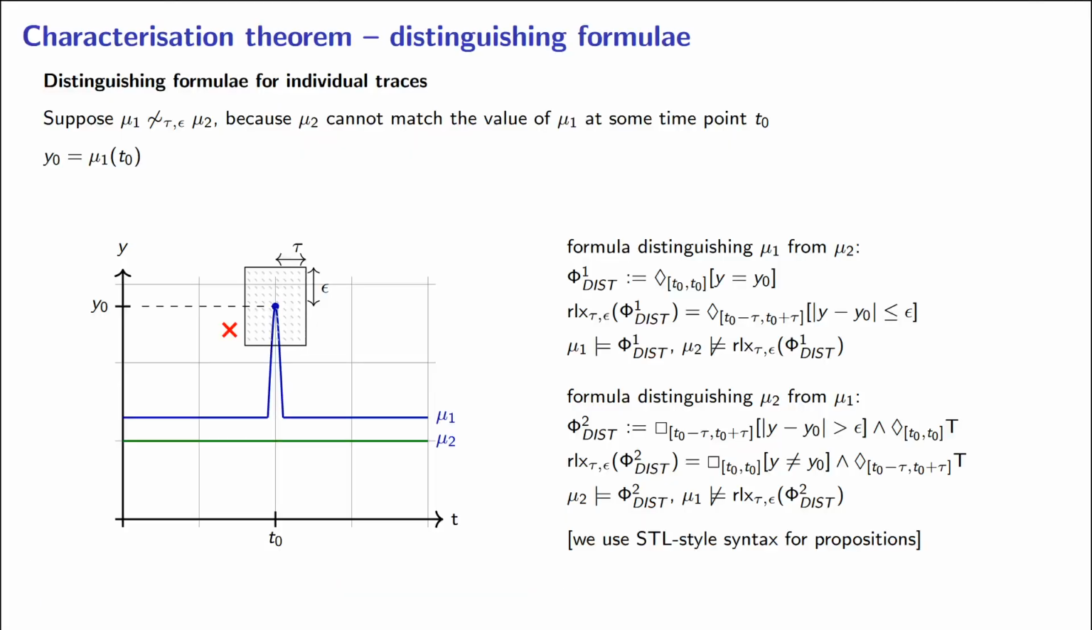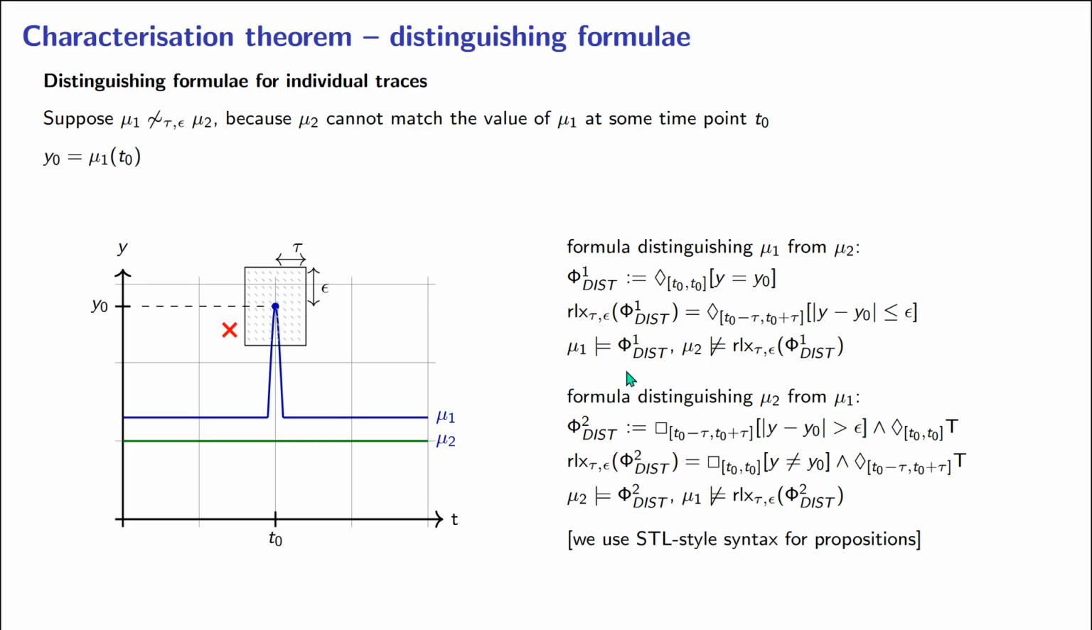And finally, just a brief sketch of how we can construct distinguishing formulae for non-conforming traces. Suppose we have these two traces which are not conforming, but such that the refinement is missing just in one direction. So here, trace mu1 has a point in the graph that cannot be matched by mu2. So the formula distinguishing mu1 from mu2 is this one. It simply encodes that the value at time point t0 is equal to y0. And then the relaxation basically encodes this tau epsilon window, which can't be matched by mu2, so mu2 doesn't satisfy the relaxation.